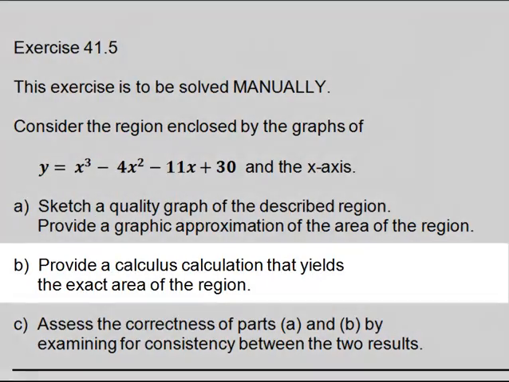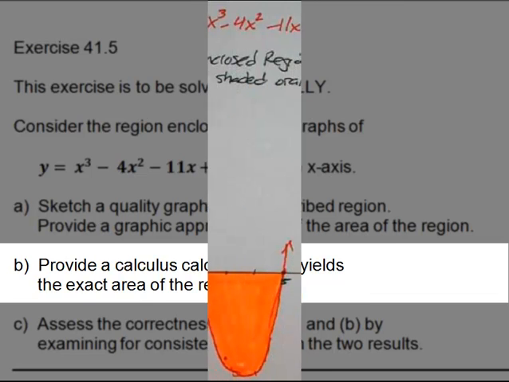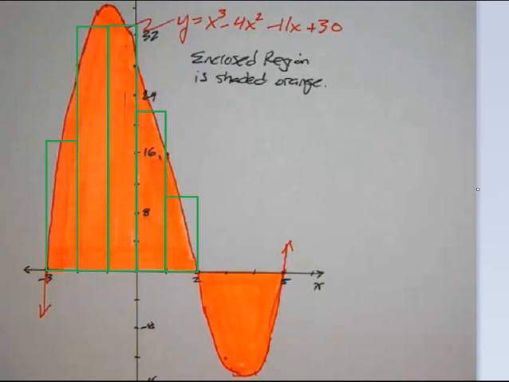Part B. Provide a calculus calculation that yields the exact area of the region. To use calculus to find an area, you slice up the region and sum up the areas of the slices. Let's try slicing up this region with the most popular thin vertical rectangles and see what we think. Not bad, but there is a bit of a problem. Watch the tops of the rectangles as we proceed across.